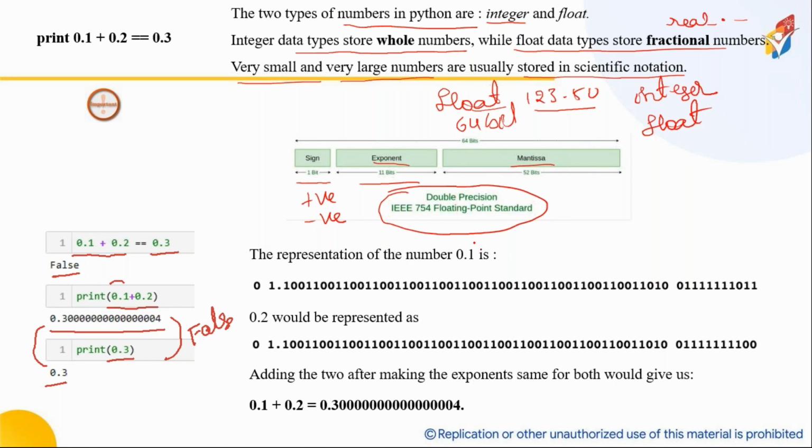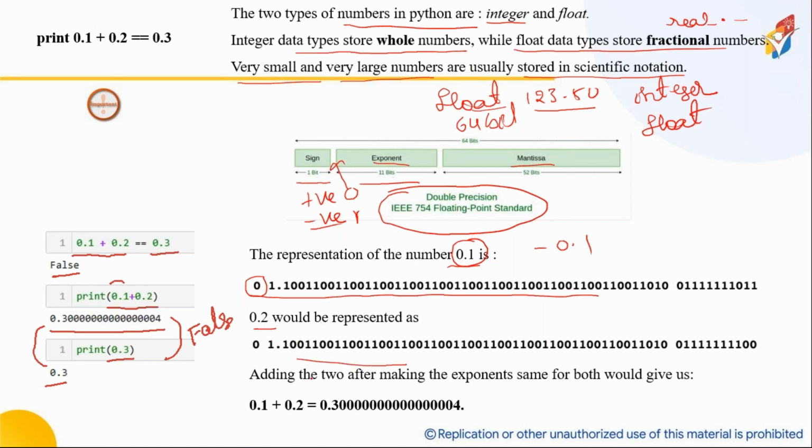So look here. My 0.1 will be represented like this. Positive numbers are represented by 0 and negative numbers are represented by 1 in the same bit. Once again, because 0.1 is positive, the first bit is 0. For example, if I take minus 0.1, the first bit will be 1. I hope it is clear.